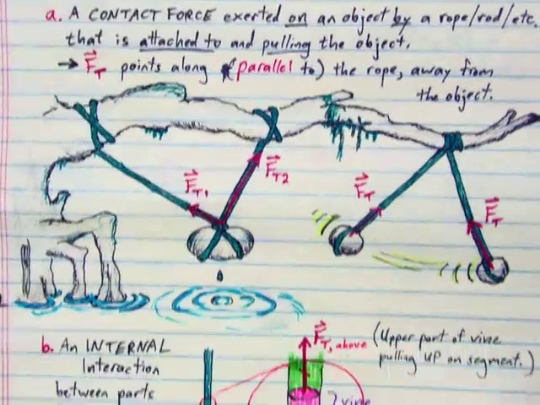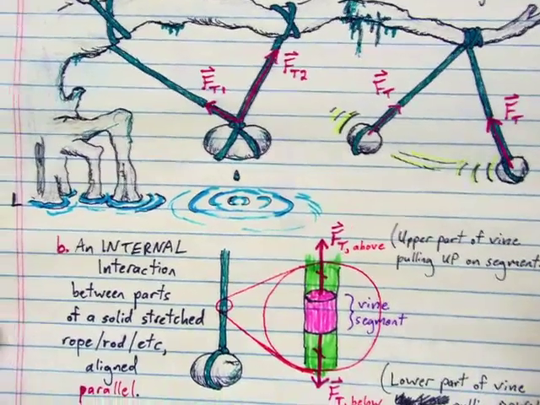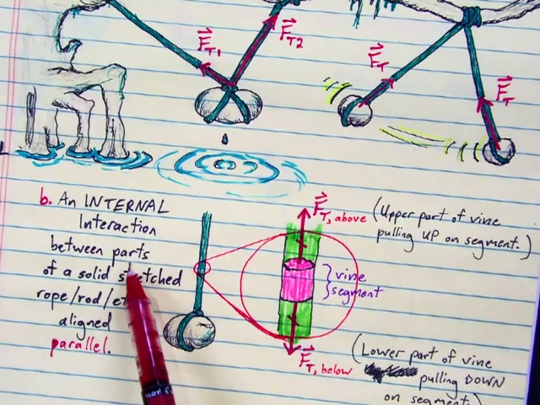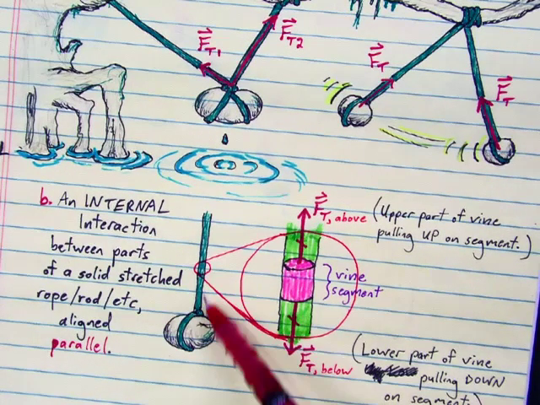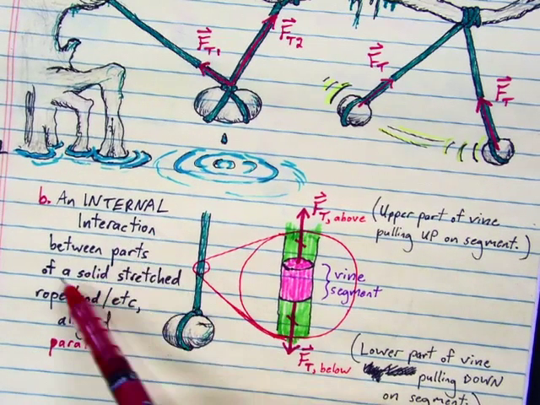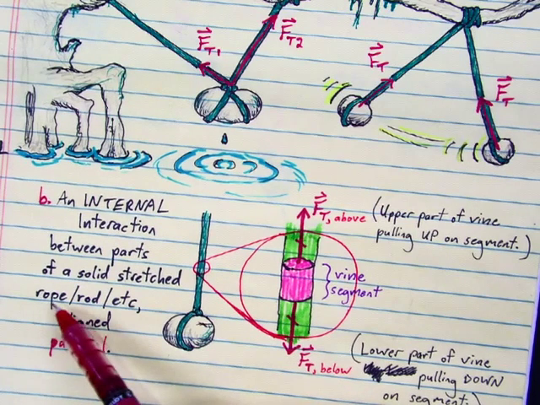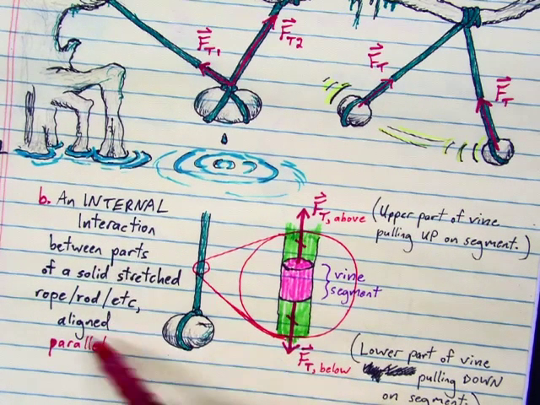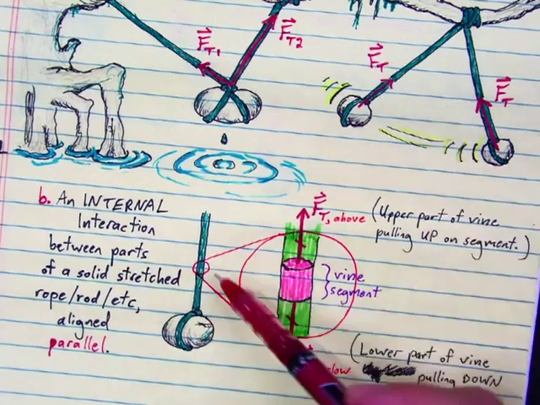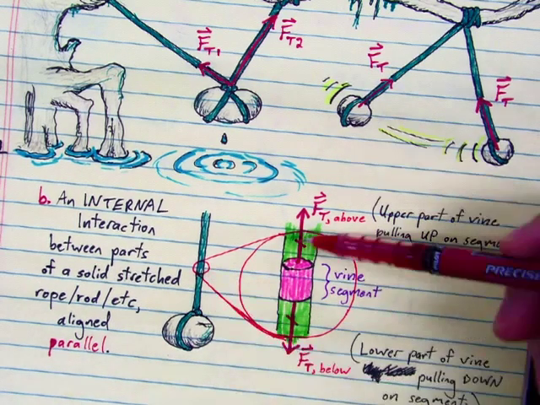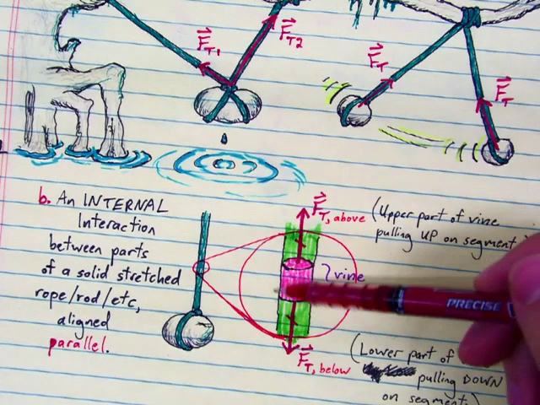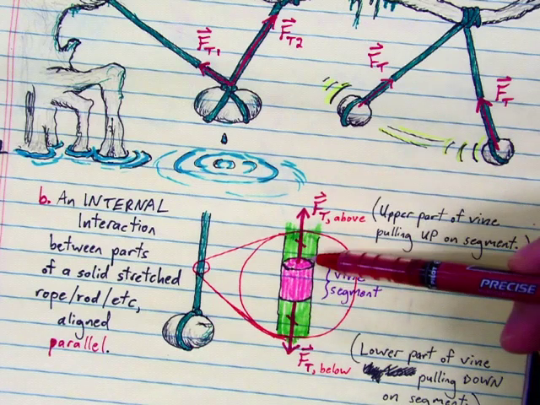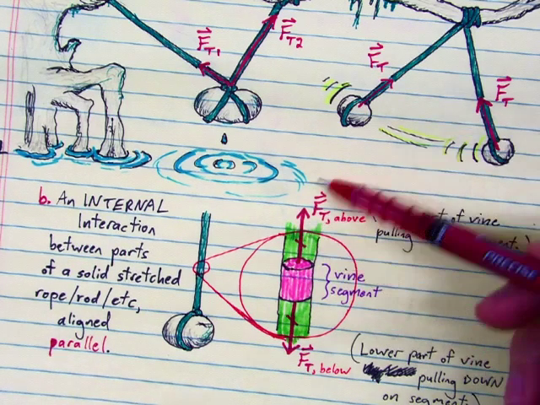The other meaning of tension is to represent an internal interaction inside the rope itself, or inside this vine here. An internal interaction between parts of a solid stretched-out rope or a rod. And here the force of tension is still parallel to the rod itself. If we zoom in on our vine and look at this little vine segment right in the middle, that section is being pulled by the part of the vine above it.